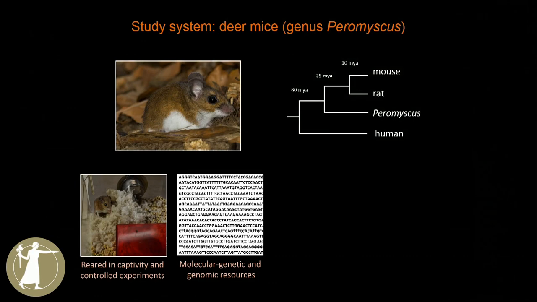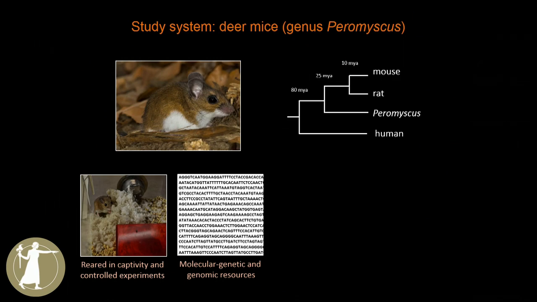But at the same time, they're closely enough related to those models that we can borrow or steal those wonderful genetic and genomic tools that have been so thoughtfully developed in those model organisms. So like laboratory mice, we can bring them into the lab, they breed readily, and we can do wonderfully controlled experiments. We can borrow genetic information from our laboratory models, and our group, among others, is developing new molecular and genetic resources.